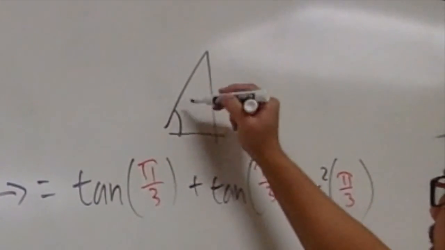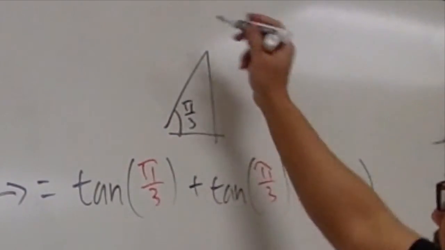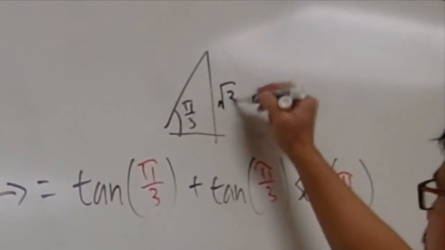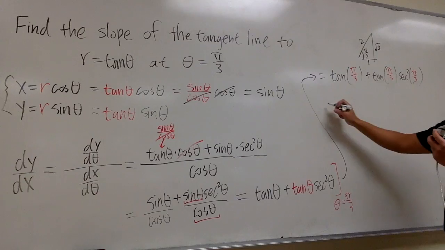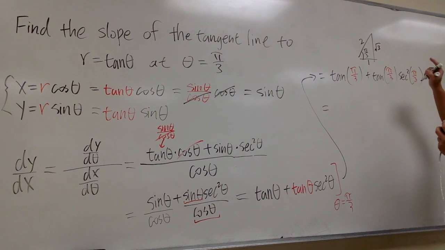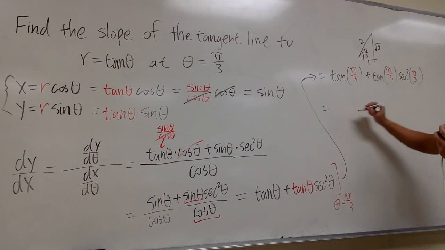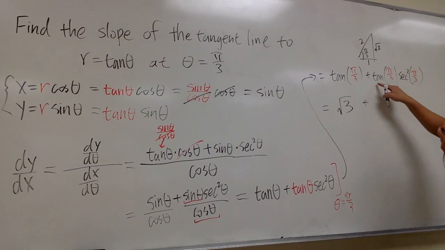We can refer to a right triangle. Pi over 3 is 60 degrees, so this angle is pi over 3. By looking at this right triangle, we know the ratio of the sides is square root of 3 here, 1 here, and 2 here. Tangent pi over 3, looking at this right triangle, tangent is opposite over adjacent, so we just have square root of 3. And for the other tangent pi over 3 right here, it's the same thing, square root of 3.